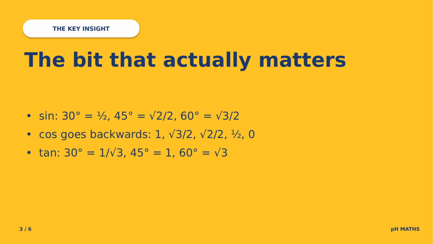Memorise these. Sine of 30 is 1/2. Sine of 45 is root 2 over 2. Sine of 60 is root 3 over 2. Cosine goes the other way. Cosine of 30 equals root 3 over 2. Cosine of 45 equals root 2 over 2. Cosine of 60 equals 1/2.